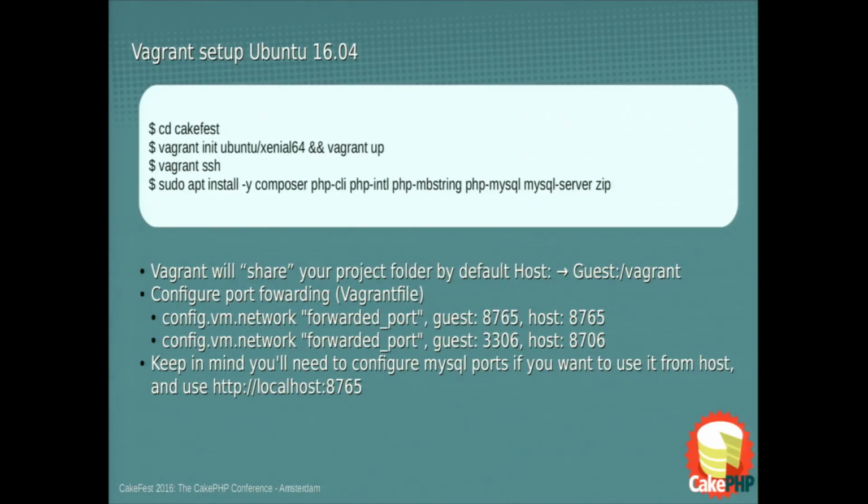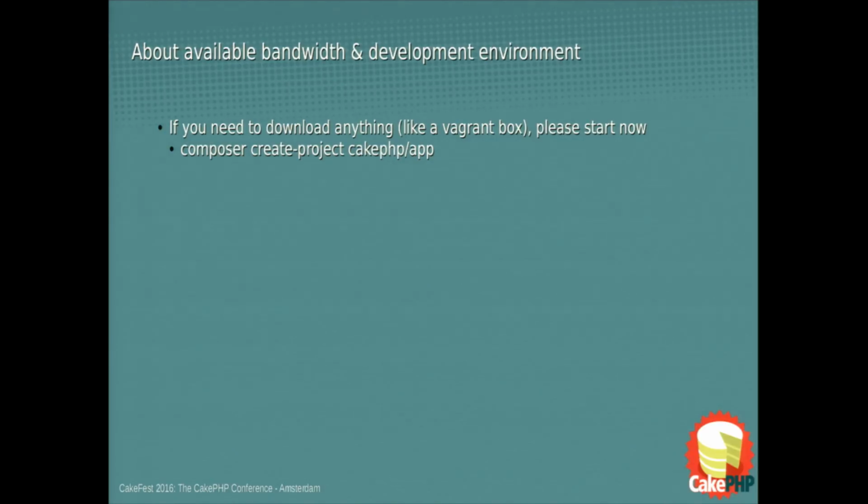Okay, good. So if you need to download anything like a Vagrant box, you can start right now because it will take some minutes. Meanwhile, you could run composer create-project for the CakePHP app as well, in case you need to download some dependencies. Possibly you already have that cached locally, but if you need it, just go ahead and download it.